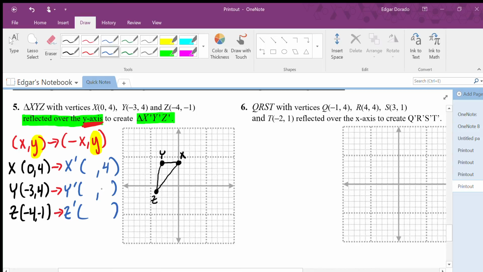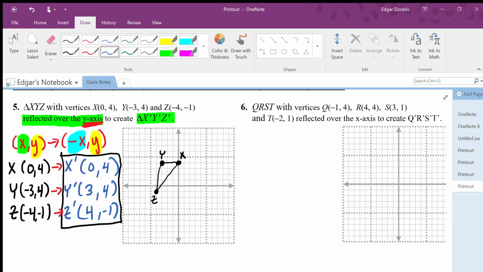It's going to be 4, 4, and negative 1. But now, my x is going to turn into a negative x. So all my x values are going to turn into the opposite of that. The opposite of a 0 is just a 0, so that one stays the same. The opposite of a negative 3 is now positive 3, and the opposite of a negative 4 is a positive 4. I now have my new image here, guys. Look at that, I have my new image.